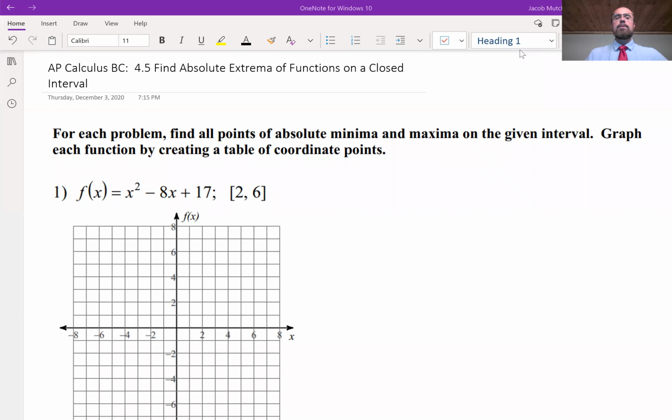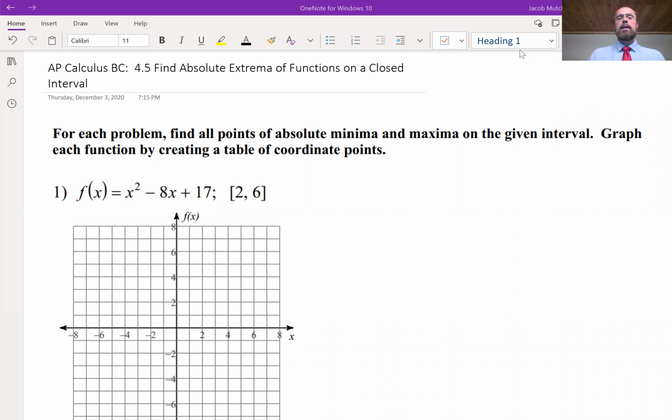Welcome to Calculus. Today we will investigate finding absolute extrema of functions on a closed interval. We'll take a look at one example. Our first example here is a quadratic function f of x equals x squared minus 8x plus 17. And we're considering this function over the closed interval from x equals 2 to x equals 6.